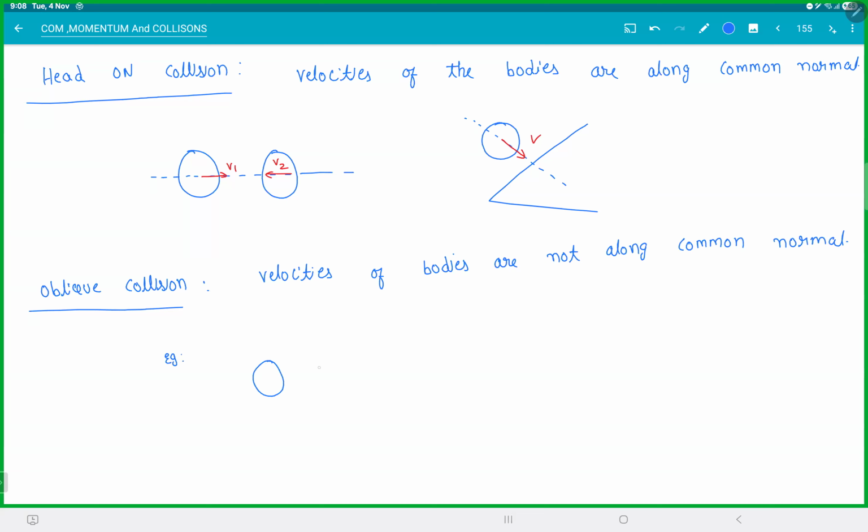Example, same thing. This is your common normal. But this body is going like this and this body is going like this. They are moving at angles. Or we have a floor like this and the ball comes and hits at an angle and bounces off like this. This is also oblique. The best example is if you're playing carom board. You must have seen this.